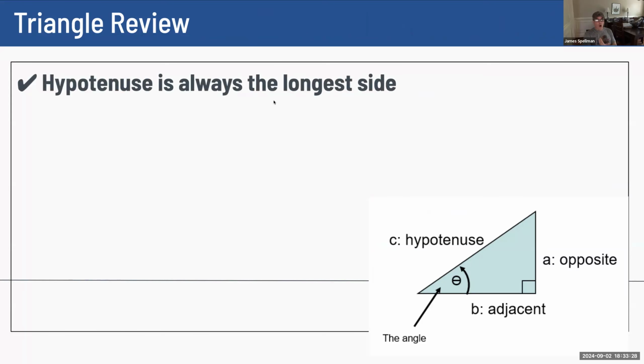The hypotenuse is always the longest side, and it's always going to be across from the right angle. The length of the side has to do with the angle that's making it, and a right triangle can't have an angle bigger than 90 degrees.